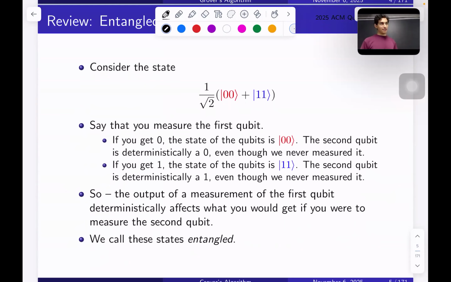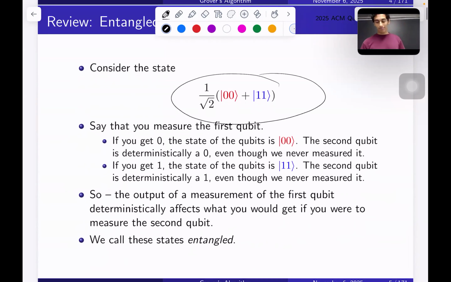Entangled states, as we've said, is when reading one outcome tells you something about the other outcome. So this is our canonical example of an entangled state where if you measure a zero on the first qubit, you know the second qubit's in a zero. If you measure the first qubit in a one, you know the second qubit's in a one. So something deterministic is said about the second qubit when you measure the first one, or vice versa.